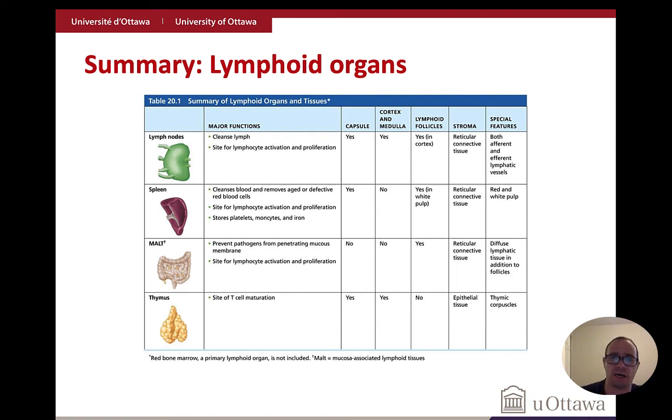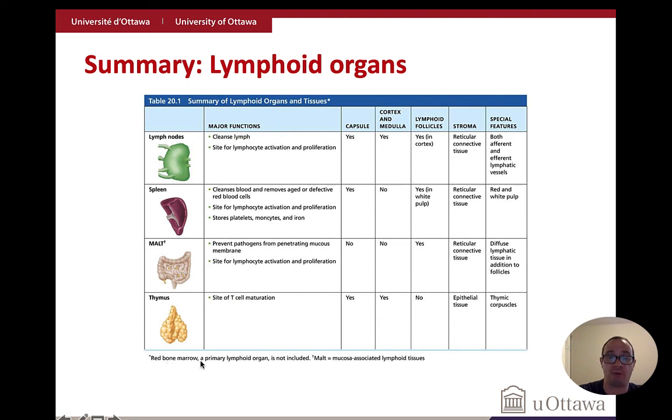If we look at this summary table, table 20.1, you have the lymph nodes, spleen, the MALT. The MALT is this kind of diffuse lymphatic tissue in addition to a few follicles. We said that includes the appendix. It also includes the Peyer's patches, also the tonsils as well. These are all secondary organs. The thymus is considered a primary organ because it's involved in T cell maturation.